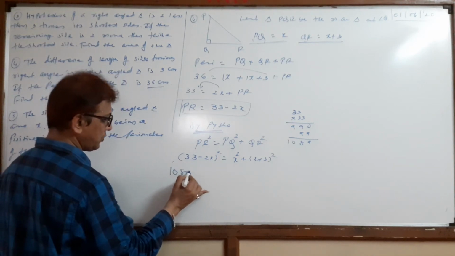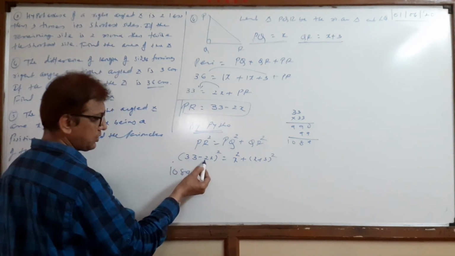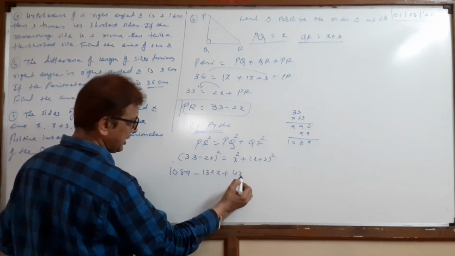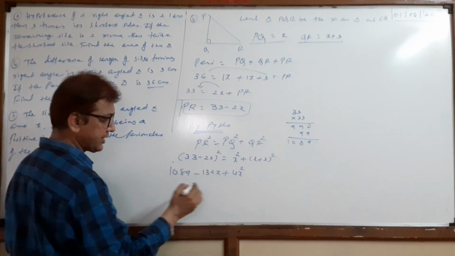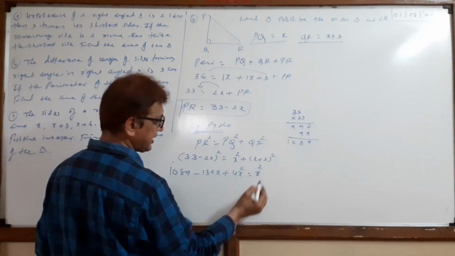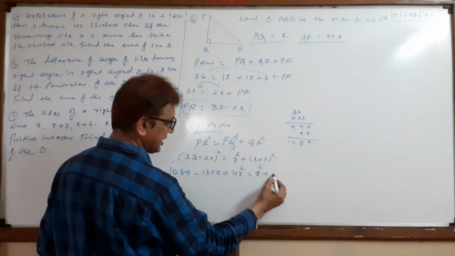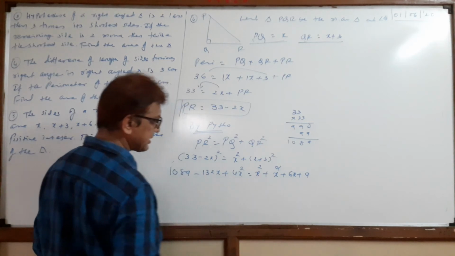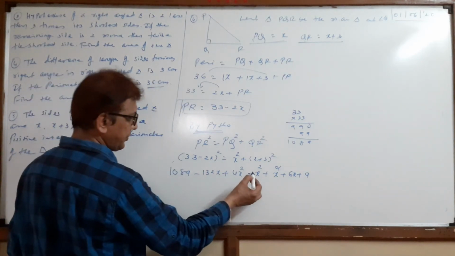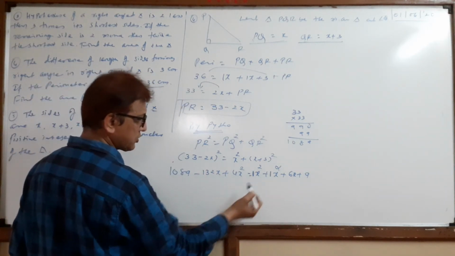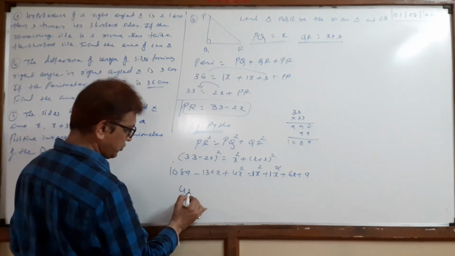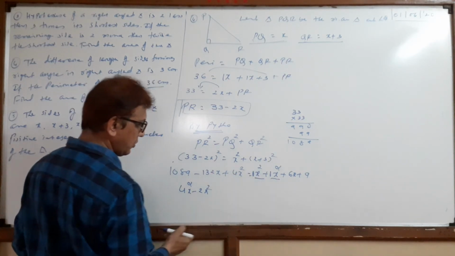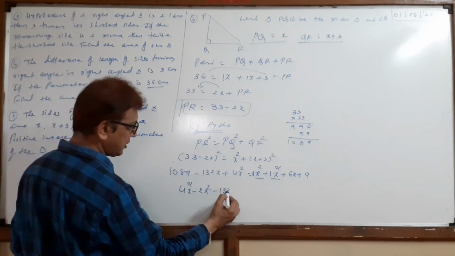So 1089. 33 2s are 66, 66 2s are 132x, plus 4x square. 2x square is 4x square. Right side x square. Now expansion here: x square, 2 3s are 6x, 3 square is 9. Okay. Now here 1x square and 1x square, 1 plus 1 is 2. So 4x square minus 2x square. Okay, then we write minus 132x.